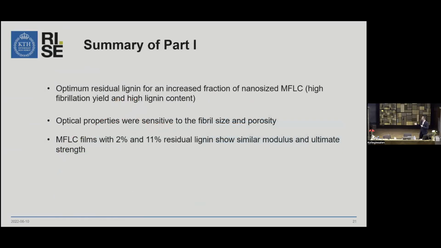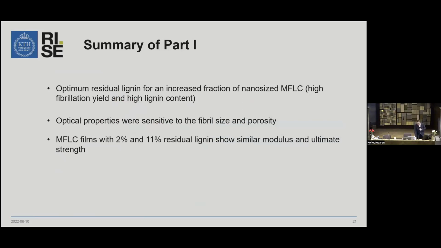So to summarize this part, we have found the optimum residual lignin for an increased fraction of nano-sized MFLC. And this is where the high fibrillation yield and the high lignin content happens. The optical properties of the nanopapers were sensitive to fibril size and also porosity. And the MFLC films with 2% and 11% residual lignin show similar modulus and ultimate strength.